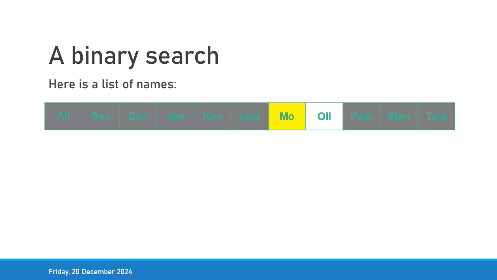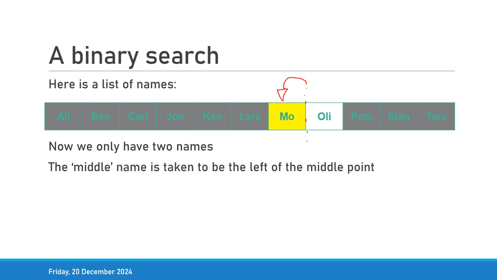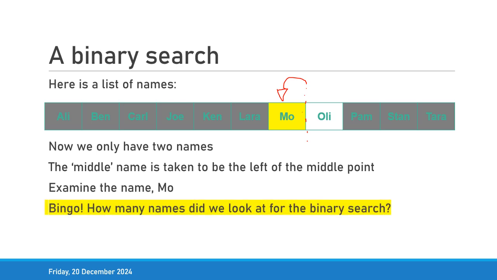The next thing we do is, well, we've got a list of 2 names on this occasion, right? And the reason we look at Mo is when we've got an even number of items in a list, we always go left of middle. That is just a convention that we would always use. If there's no actual middle there, we would always go left of middle, regardless of the situation. On this occasion, thankfully, left of middle is Mo, and we found the item that we were looking for.